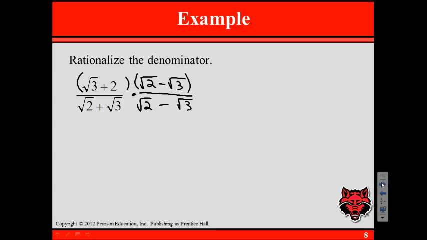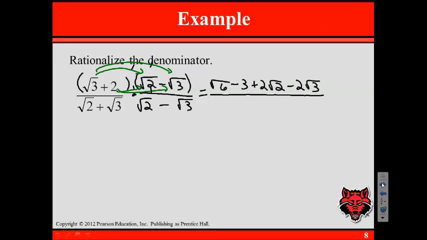So in the numerator, we draw our FOIL arrows first, outer, inner, and last. And we work out these products. Square root of 3 times the square root of 2, that's our first product, becomes square root of 6. Outer product, square root of 3 times negative square root of 3 is minus just 3. Remember, if we multiply square root times itself, the square root falls off. The inner product, 2 times square root of 2 is plus 2 square root 2. And the last product, 2 times negative square root 3 is minus 2 square root 3.